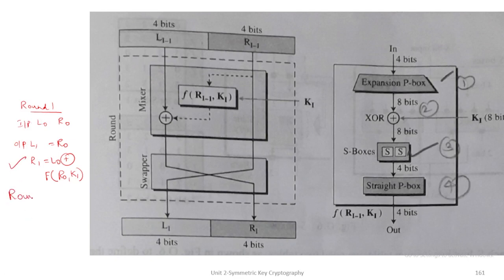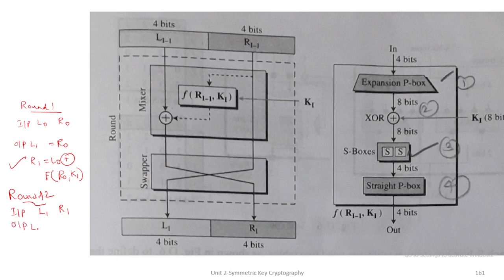For round 2, the same diagram, but swapping is not available. We just give the concepts as they are. So the input of round 2 is L1 R1. The output is directly given like this. We are not using swapping.